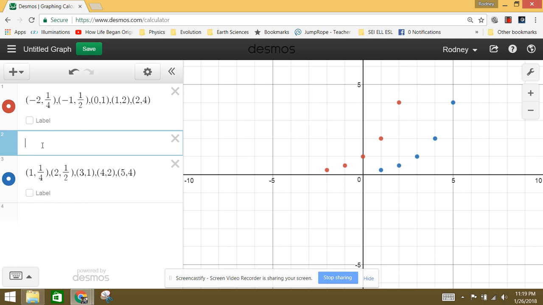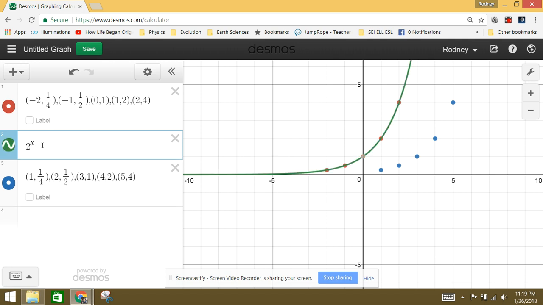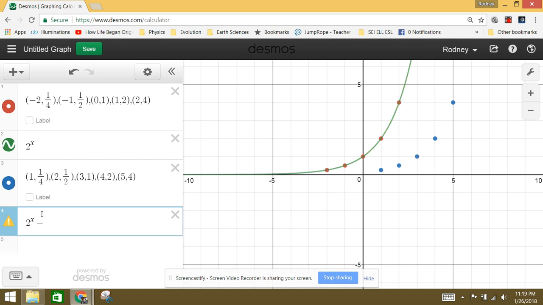So I've got 2 to the x, and down here I've got 2 to the x minus 3. I'm going to have to put parentheses around that, or Desmos is going to think I'm dropping down again. So 2 to the x minus 3, and voila, you have it.